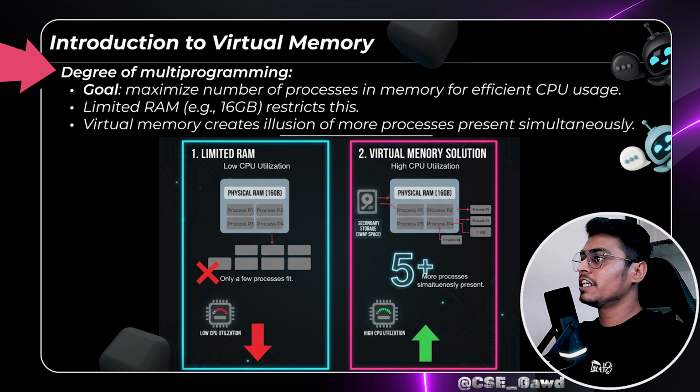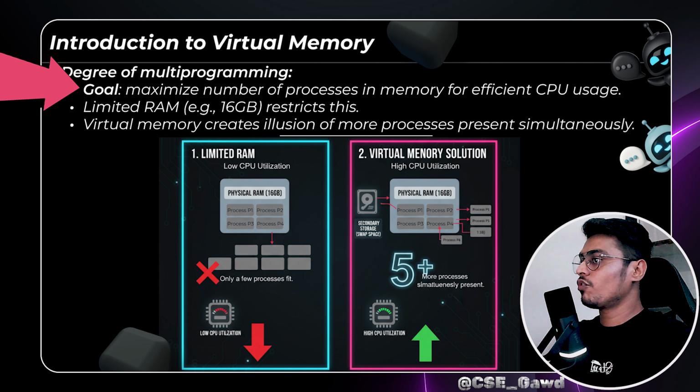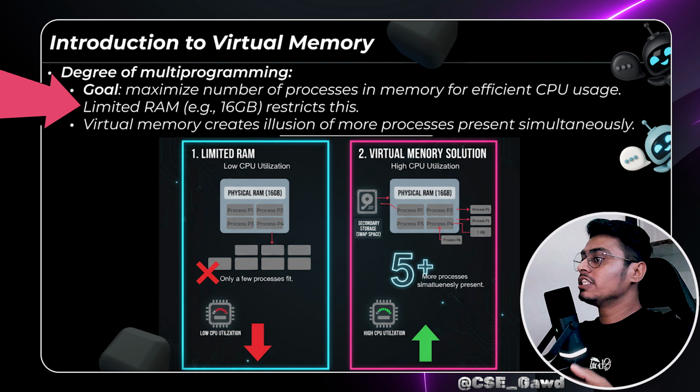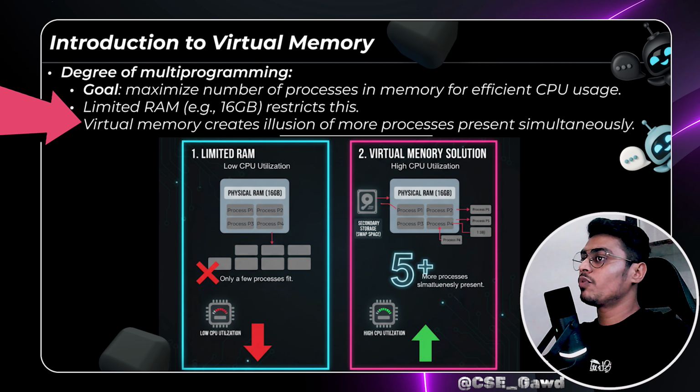The second point is related to the degree of multiprogramming. In the degree of multiprogramming, we talk about bringing more and more processes into the main memory simultaneously. We want the maximum number of processes to be available in main memory so that when one process goes for an IO operation, another process can immediately start execution, keeping the CPU busy. Since main memory is limited, we need a strategy to bring the maximum number of processes into main memory. Normally we would need more main memory, but we have a limited size of main memory, let's say 16 GB. So how will we bring the maximum processes into memory and execute them efficiently? This is also an illusion provided by virtual memory.